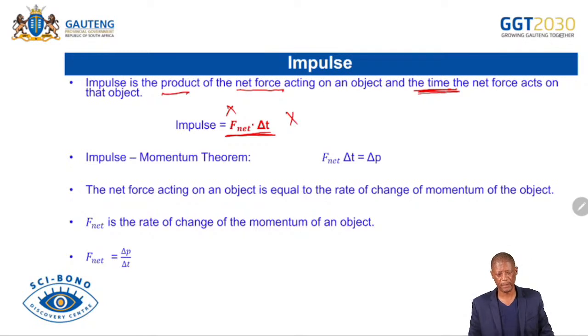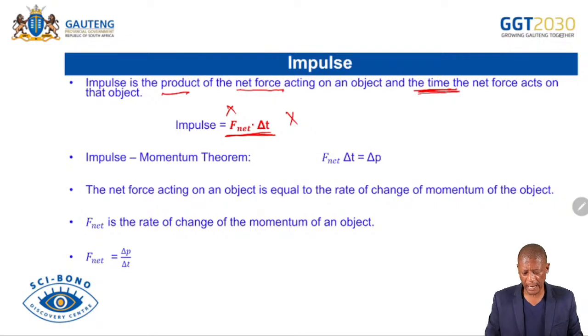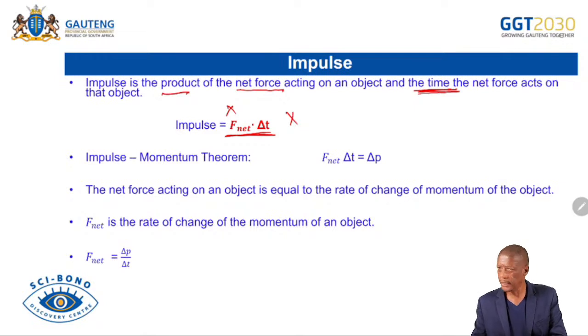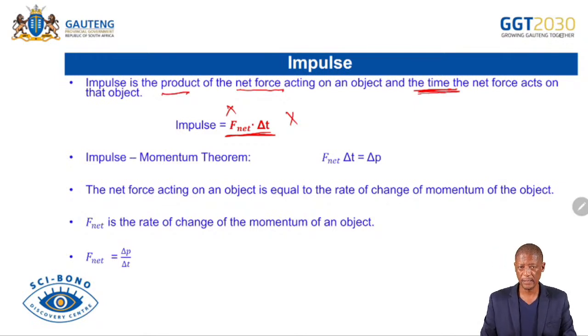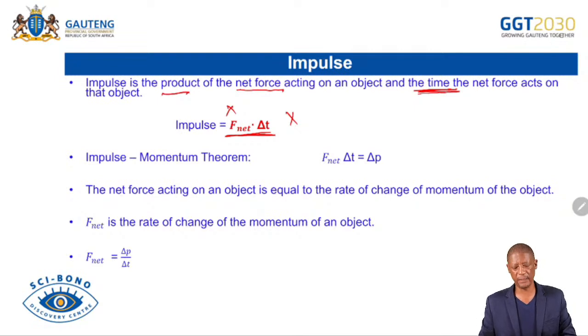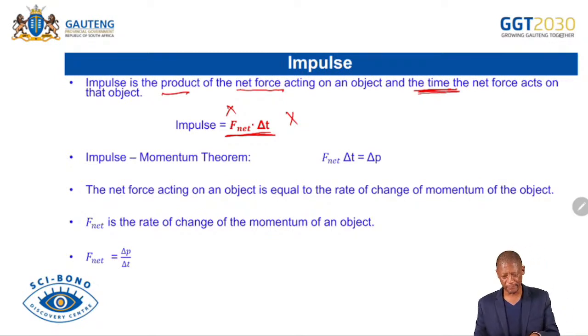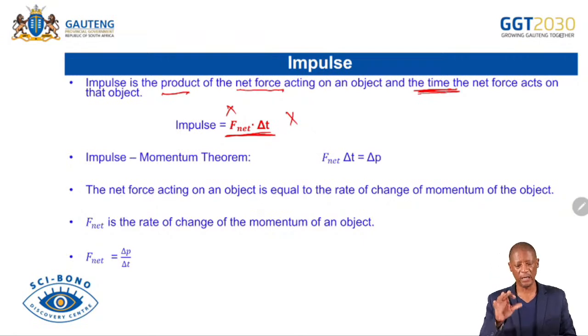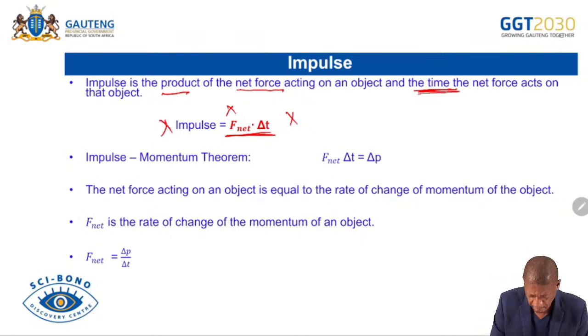Impulse. Now, when learners are asked what is an impulse, they will say impulse is equal to change in momentum. That is not the definition of impulse. That we call the impulse momentum theorem. We are not asked about the impulse momentum theorem. You are asked to define an impulse. Define an impulse as the net force, net is very important, net force acting on an object, and the time the force is acting on an object. That is an impulse.